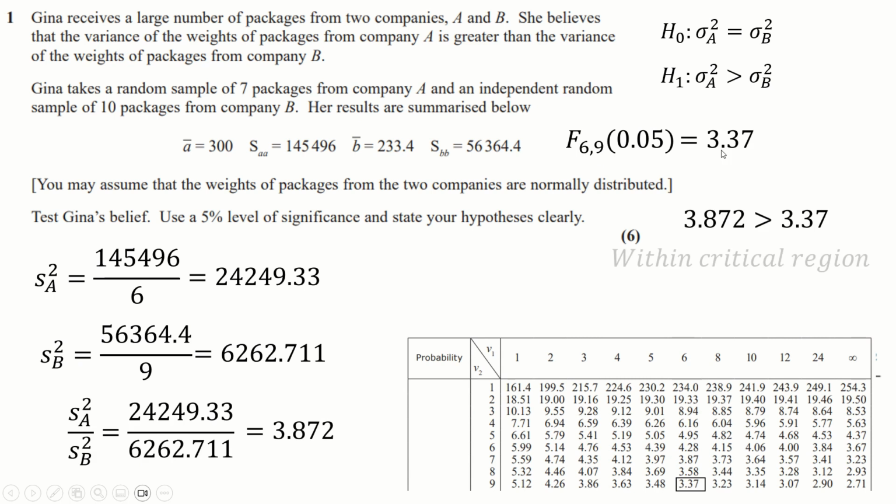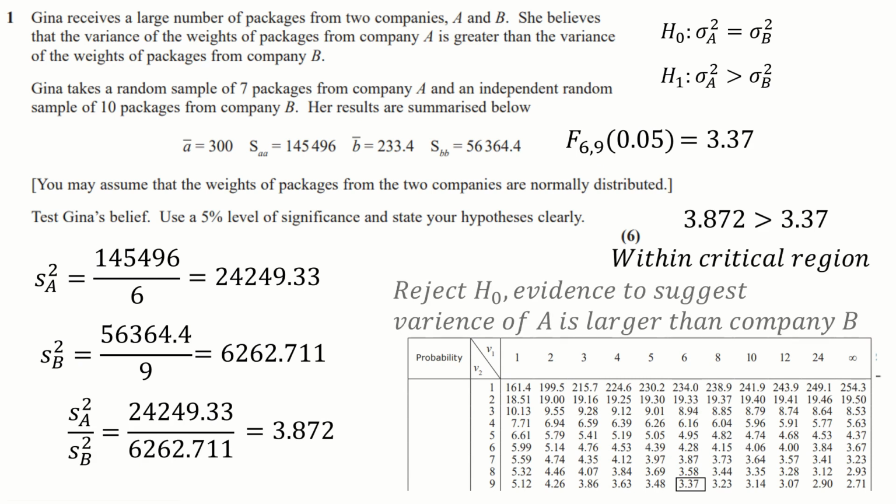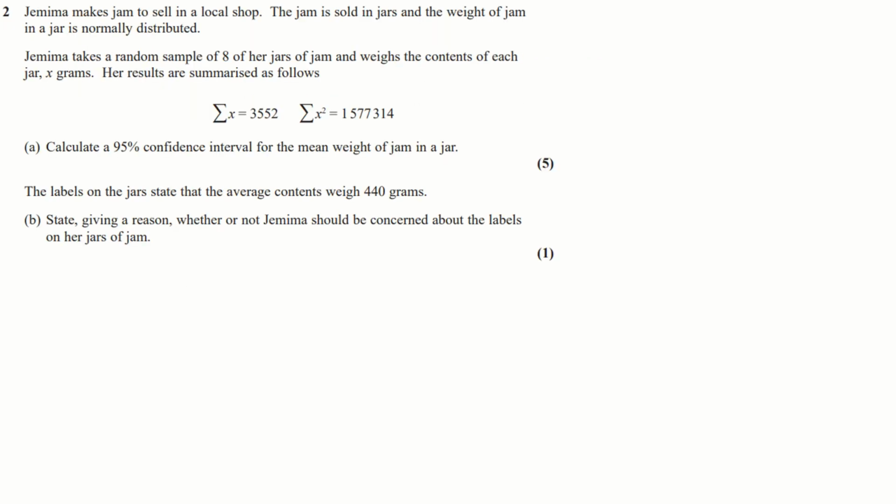And we'll say this is a result that means we'll reject H0. And we'll say the variance of the stuff in A is larger than the stuff in B. Throw in some context and make sure you pick up all your marks.